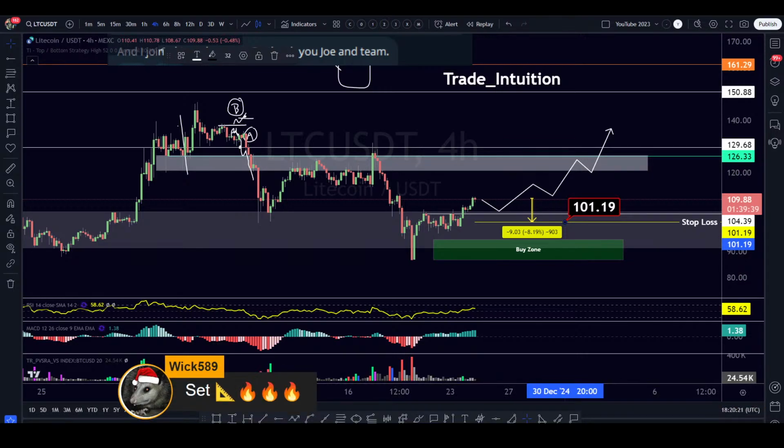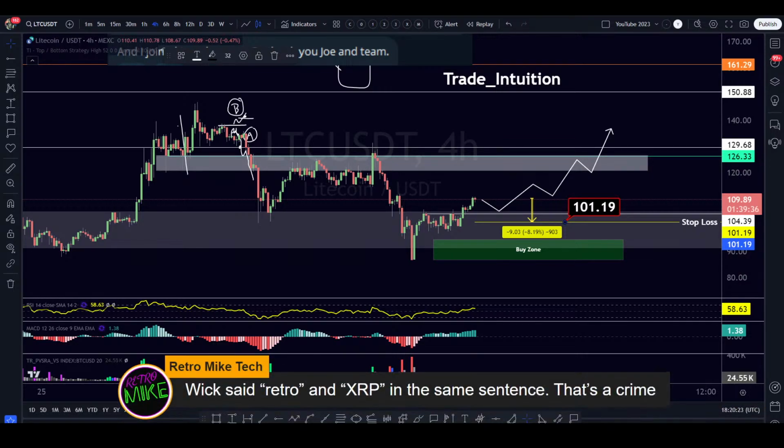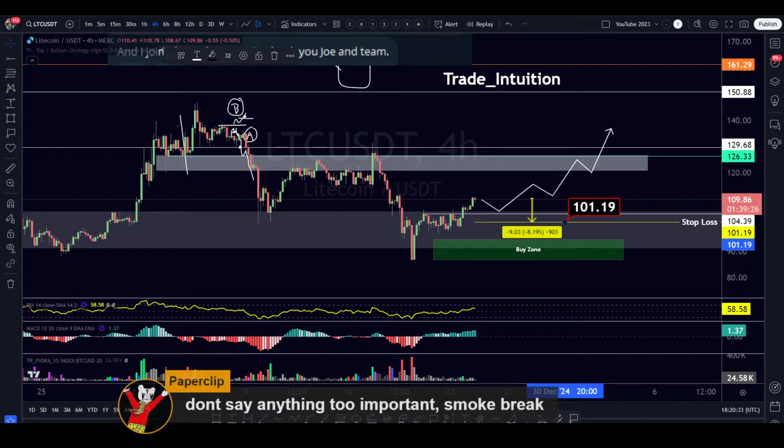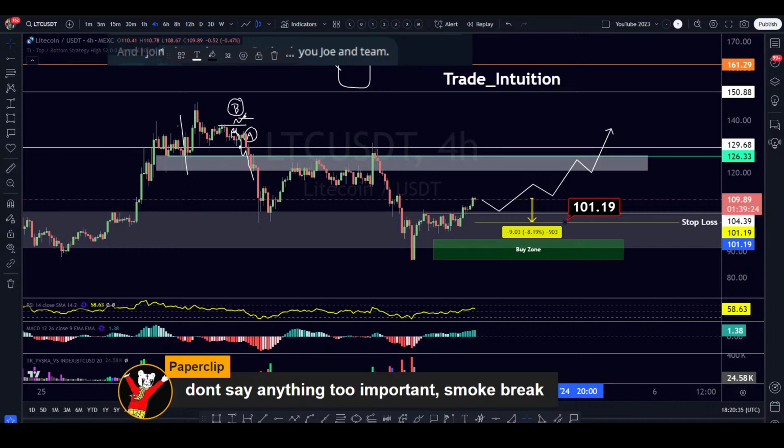The Wick said a retro. Am I doing the right one? Yeah. And XRP in the same sentence. That's a crime. See here. Paperclip. Don't say anything too important. Smoke break. Okay. Ha ha ha. He's going to take a smoke break. Very cool.